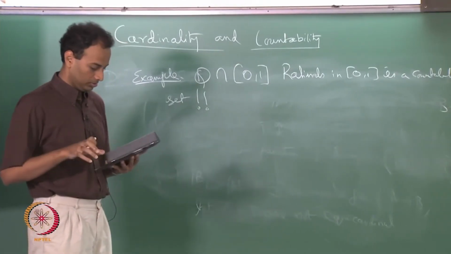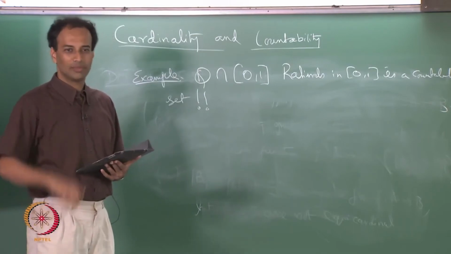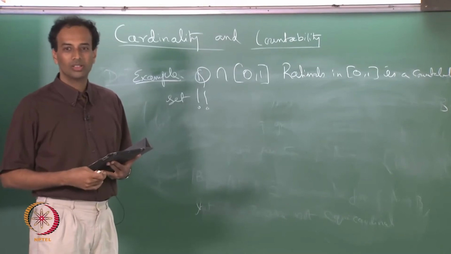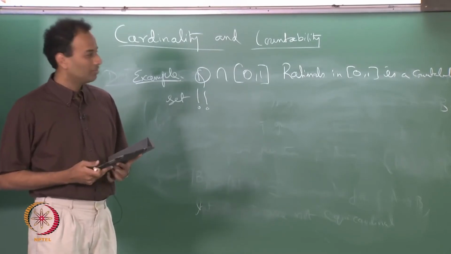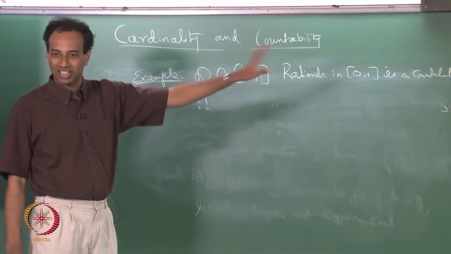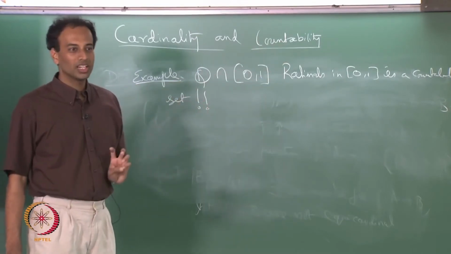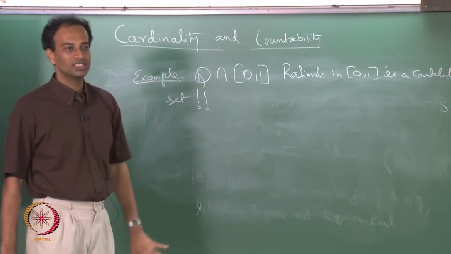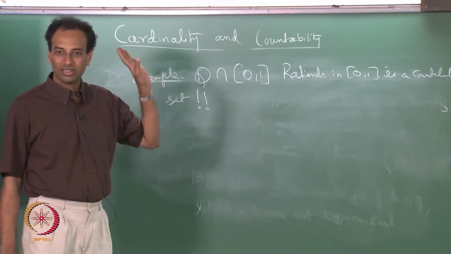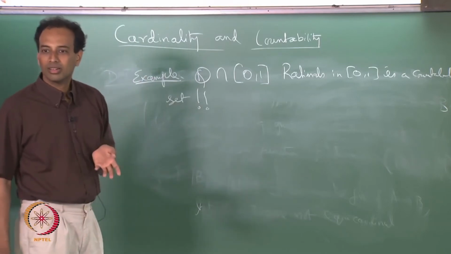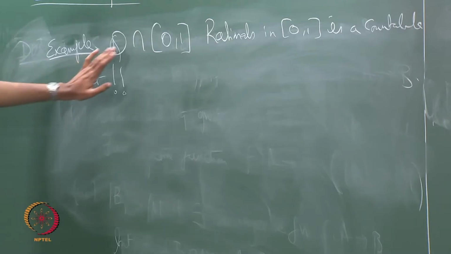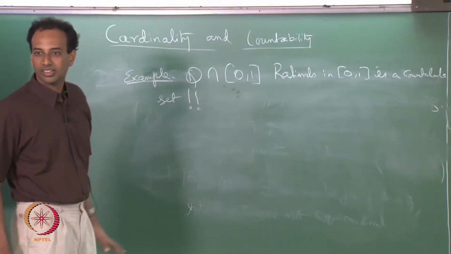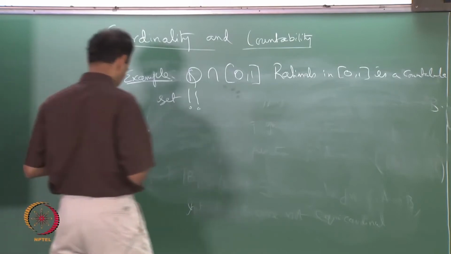What do you have to do? It is always the same thing. Every time you have to prove that something is countable, you have to either say it is a finite set, in which case there is no problem at all, or you have to prove that there is a bijection with natural numbers. You have to put the set in a list and the set should be finished, covered. That is all you have to do. So, how do you prove that rationals in 0 1 is a countable set? Find a bijection. So, here is a bijection.